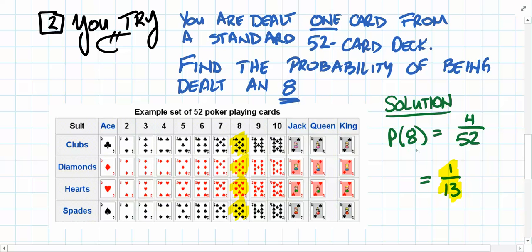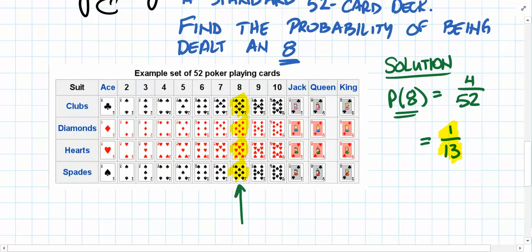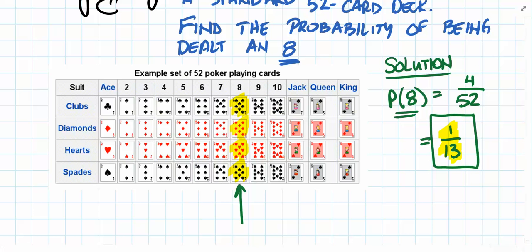The probability of getting an 8 is equal to the number of ways that we could pull an 8, and there are 4 of them. I can get the 8 of clubs, diamonds, hearts, or spades, and there are a grand total of 52 cards in the deck. So 4 out of 52 simplifies to 1 out of 13.